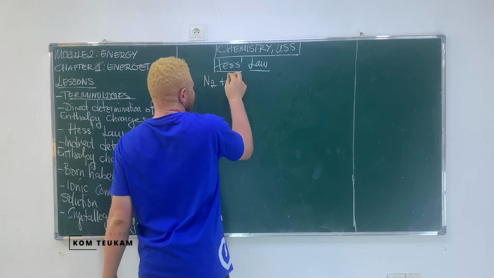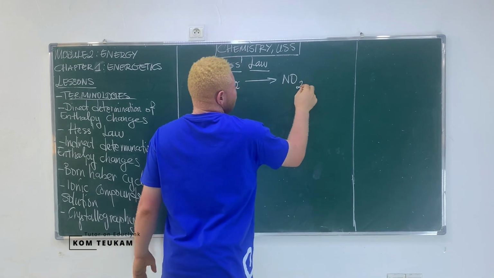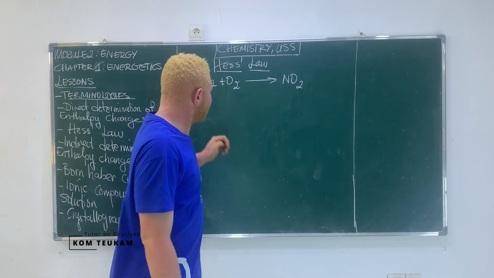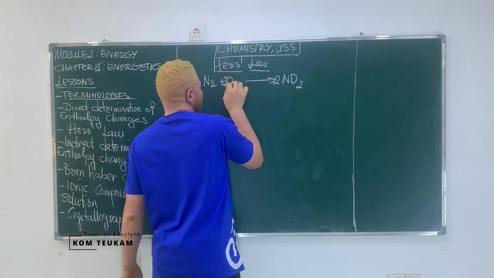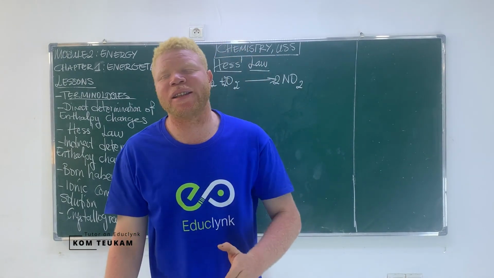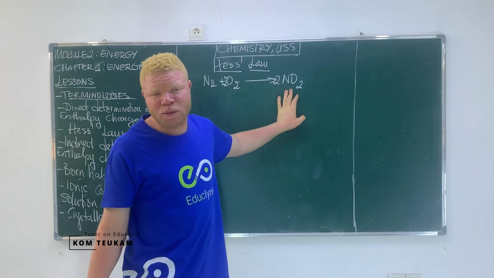N2 plus O2 gives NO2. The equation is not balanced, so let me balance the equation: two of those. The main aim of the reaction is the synthesis of nitrogen dioxide. This is the final product.